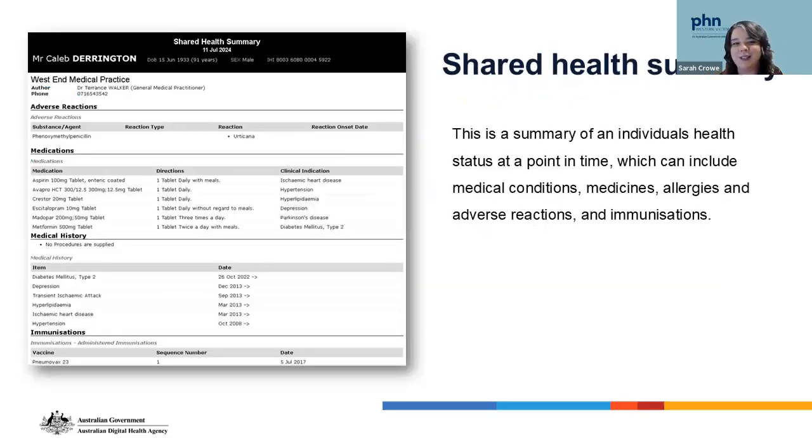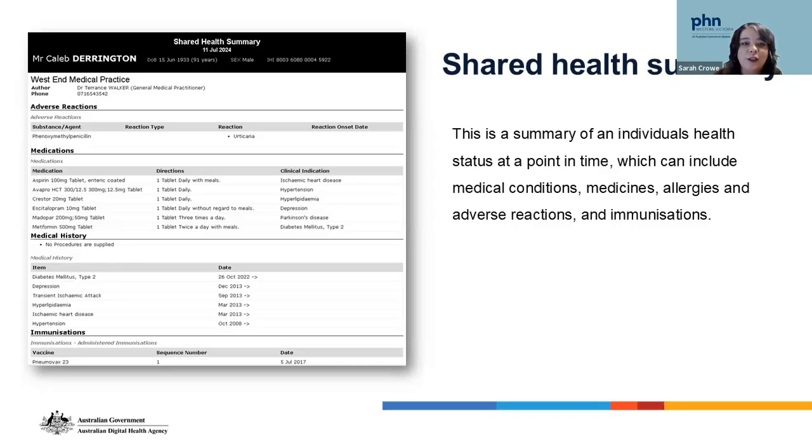So you're going to hear me talk about this shared health summary, and everyone talk about these shared health summaries, right? It's a summary of an individual's health status at a point in time, and it includes medical conditions, medicines, allergies and reactions, and immunisation. So it's got those 4 key pieces of information, and every time any of those things change, you can do a new upload of a shared health summary, which is super easy to do.